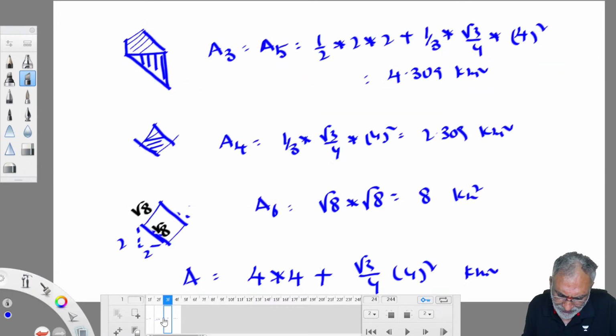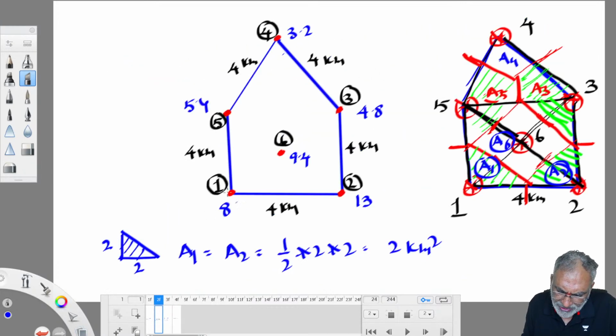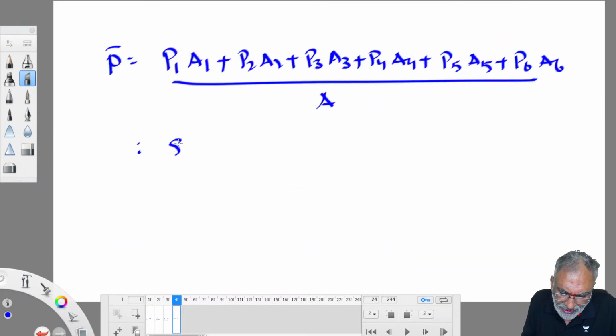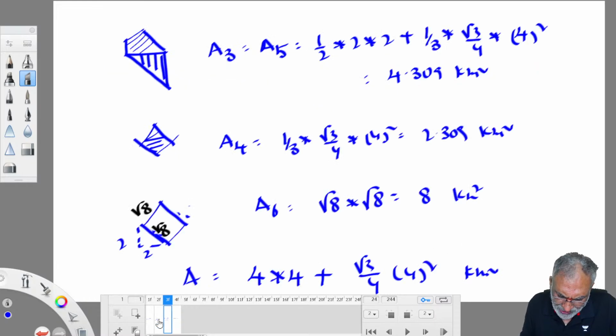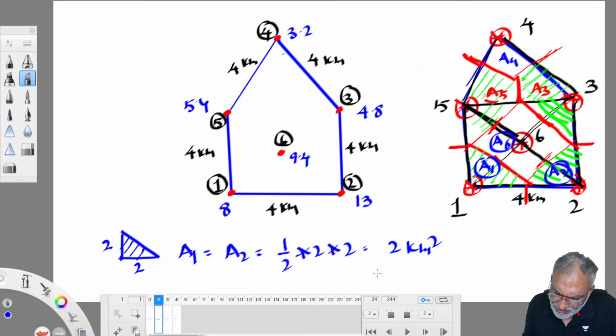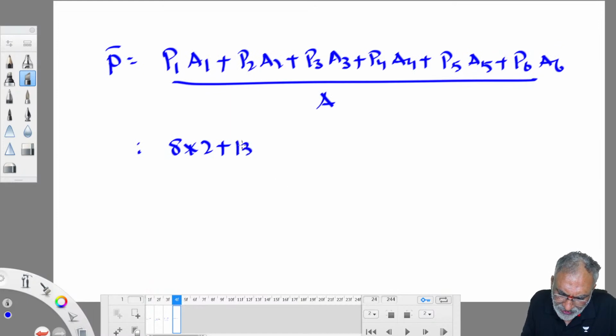Come on, now substitute. What is P1? P1 is equal to 8 centimeter. Its area is equal to 2 kilometer square. So which is equal to 8 into 2 kilometer square. P2 is, what is P2 value? 13 centimeter. Its area also 2 kilometer square. So 13 into 2 kilometer square plus P3.